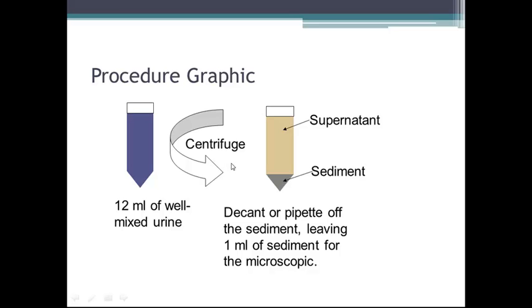After it is centrifuged, we get the supernatant, which is the liquid part, and then you have the sediment at the very bottom. We would decant or pipette off the supernatant. Decanting means we would pour it off in a swift, quick motion into the sink, leaving 1 milliliter of sediment for the microscopic exam at the bottom of the tube.